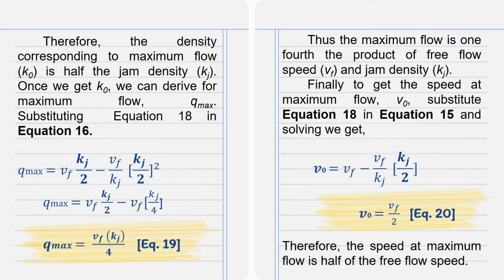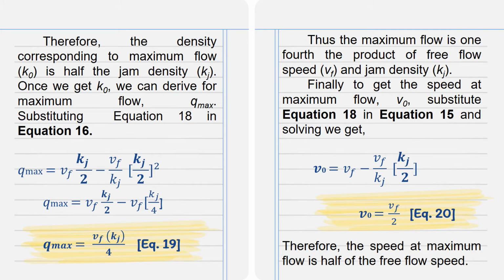So substituting equation 18 and equation 16, we get the equation q max is equal to v sub f times k sub j all over 4. Thus, the maximum flow is 1/4 the product of the free flow speed and the jam density. Finally, to get the speed at maximum flow or the v sub 0, we substitute equation 18 and equation 15. Solving this, we get the equation v sub 0 is equal to v sub f all over 2. Therefore, the speed at maximum flow is half of the free flow speed.